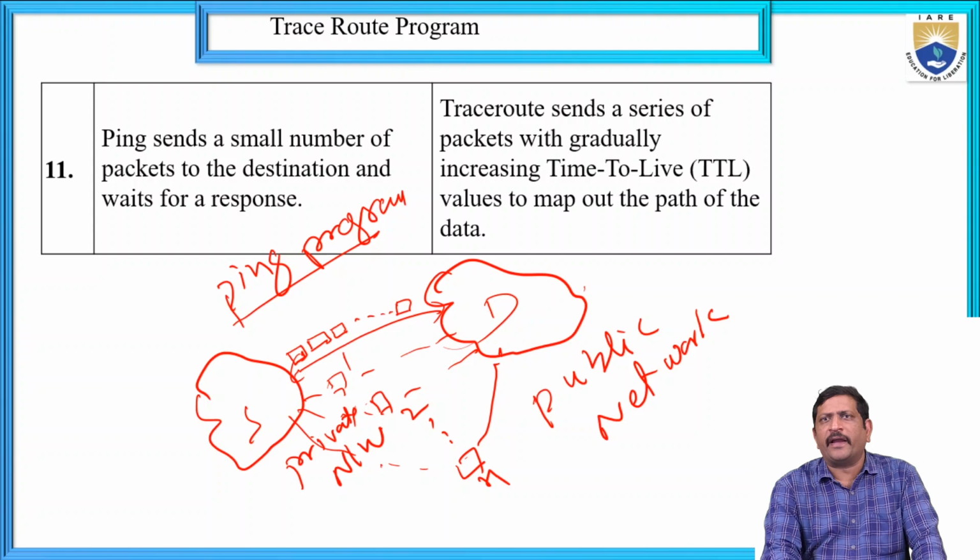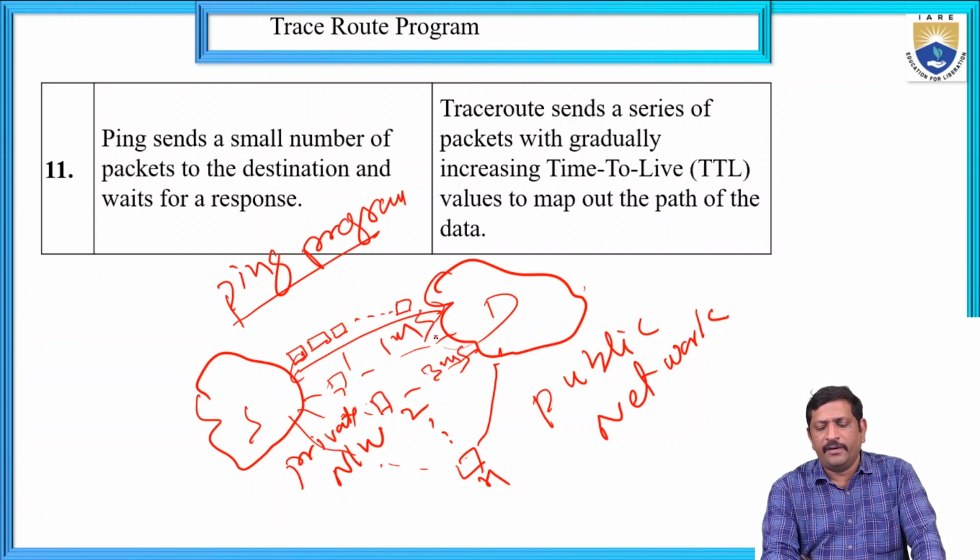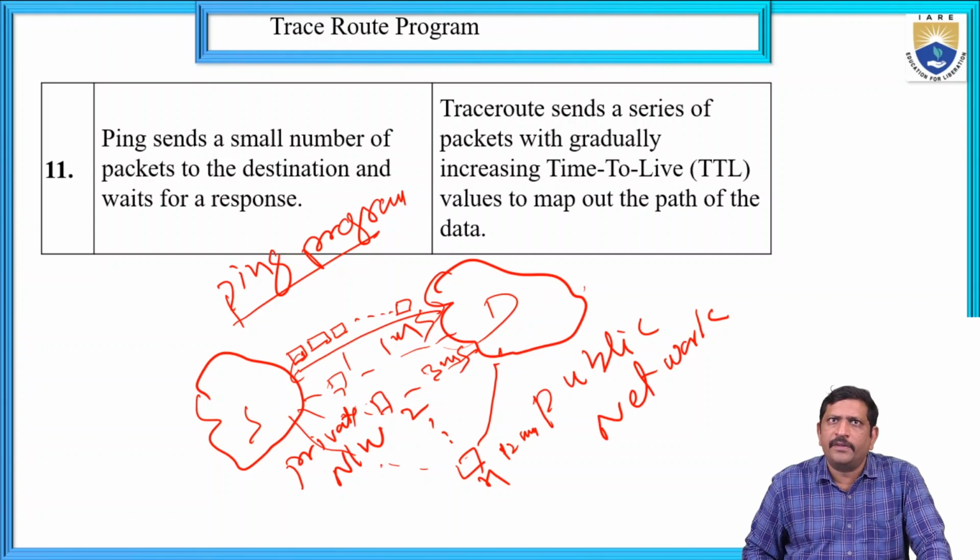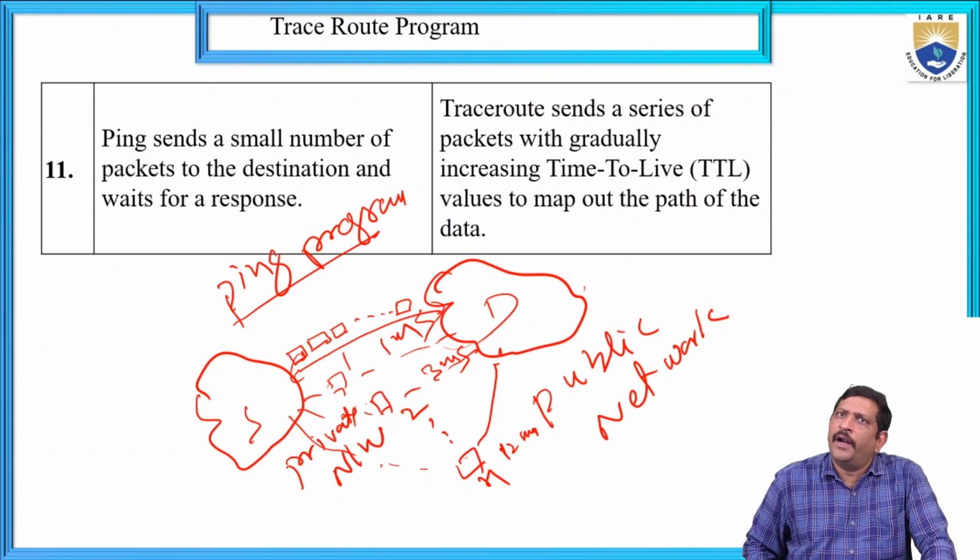Once it is sending the packets serially, the TTL value, the time to live value, will be increased. The time taken for this packet is 1 millisecond. After completing that process, the time taken is 3 milliseconds, and for the nth packet it is 12 milliseconds. That means the TTL value gradually increases. So these are the differences between the ping program and the traceroute command.